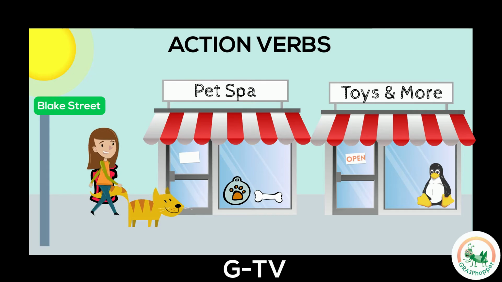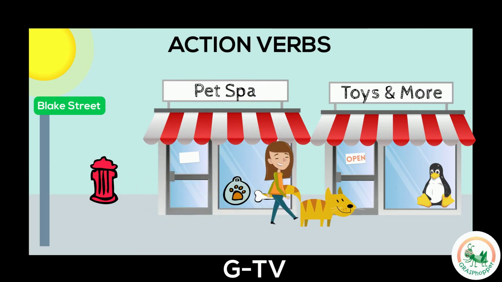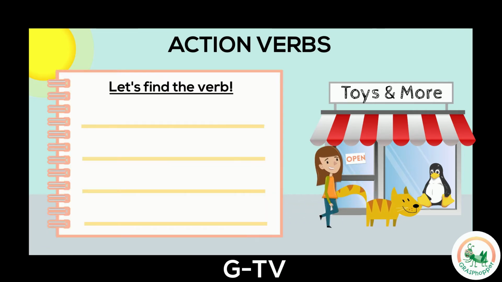Take a look at Ms. Tate and her cat Puddles taking a walk. Let's see an example of how you find the action verb in a sentence about them. Ms. Tate walked to the store.